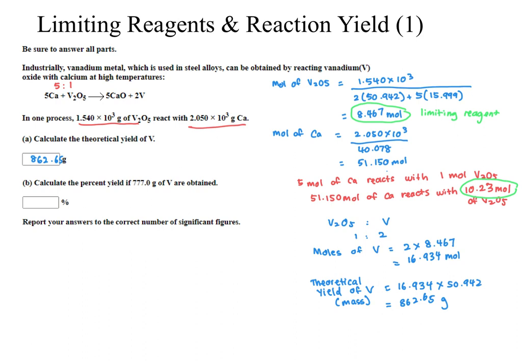So now that we have the theoretical yield, next calculate the percent yield if 777 grams of vanadium are obtained. So percent yield would be the actual yield over theoretical yield. So actual yield is given here, 777, divide by the theoretical yield, and times 100%. And you should get 90.07%.